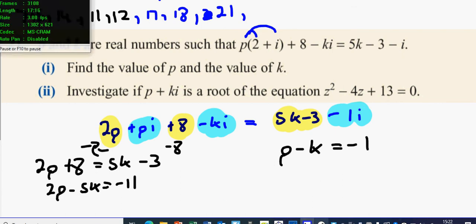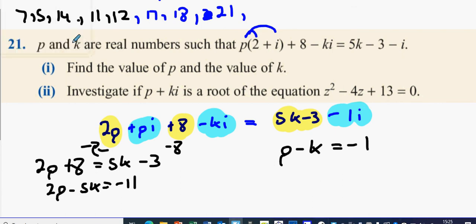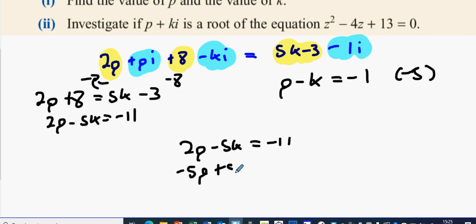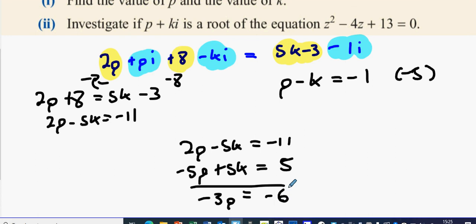So you have to solve those simultaneous equations. Lads, what I'm going to do is multiply the bottom equation by minus 5, okay? So that'll be 2p minus 5k equals minus 11. Multiply this one by minus 5, so we get minus 5p plus 5k equals 5. And I'm going to get minus 3p equals minus 6. 3p equals 6. p equals 2.